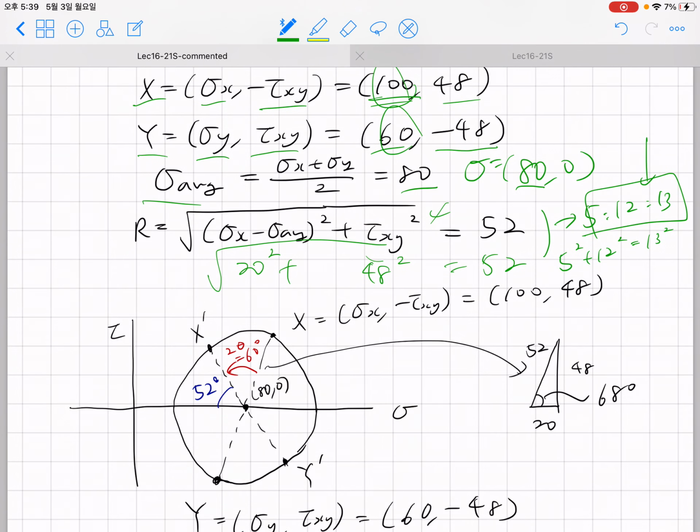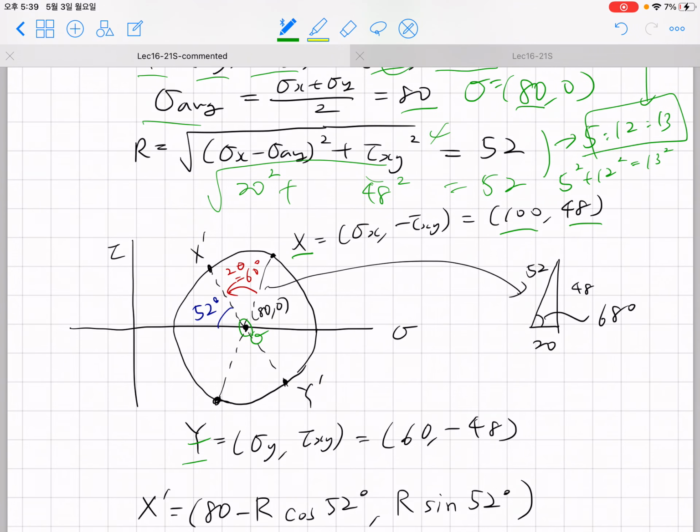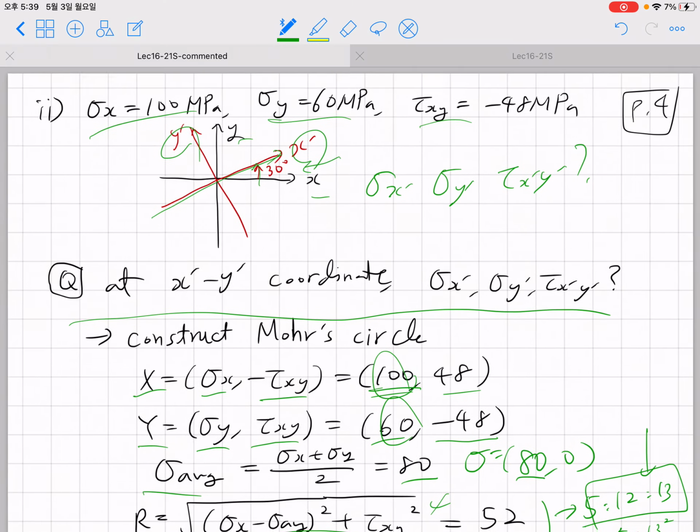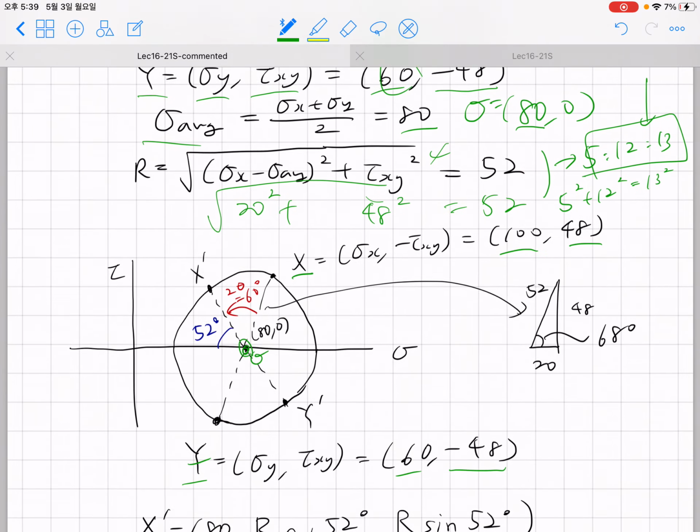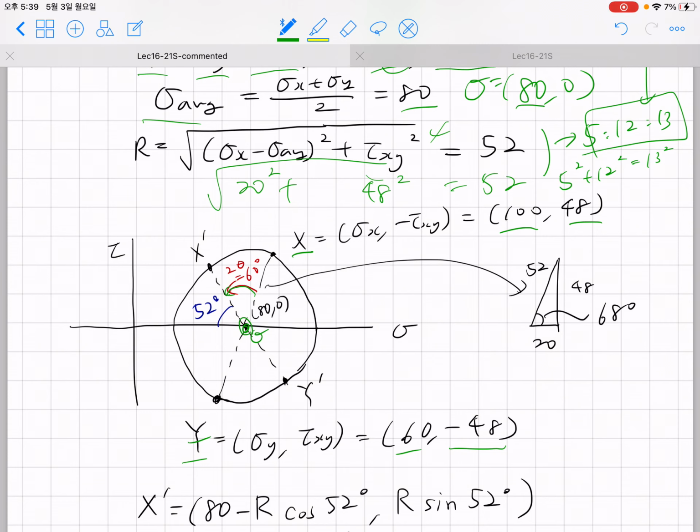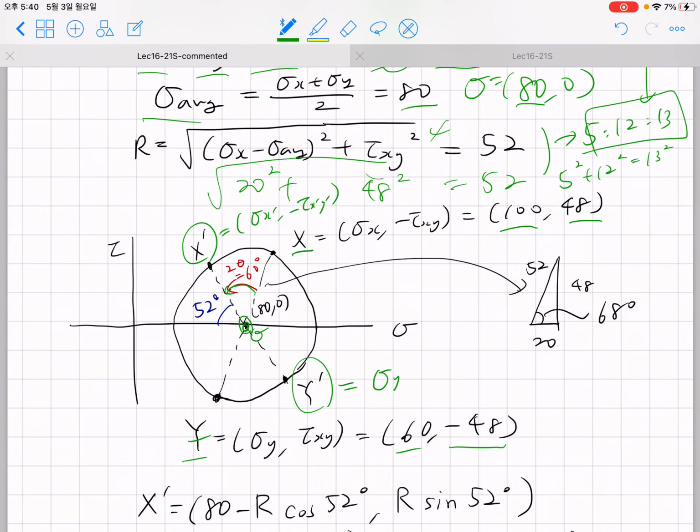Okay, so anyway, after identifying the Mohr circle out of x point, y point, and origin point. Okay, x point is 100, 48, y point is 60, negative 48, and origin is here. And because you rotate the coordinate by 30 degrees, you have to rotate 60 degrees to obtain the reading of stress component at the x prime y prime coordinate system. And x prime gives you sigma x prime and negative tau x prime y prime, and y prime gives you sigma y prime and tau x prime y prime.